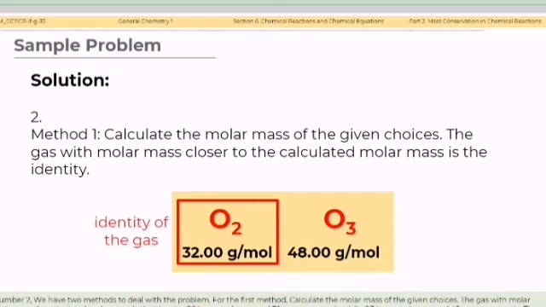For number 2, we have two methods to deal with the problem. For the first method, calculate the molar mass of the given choices. The gas with molar mass closer to the calculated molar mass is the identity. O2 has a molar mass of 32 grams per mole, while O3 has a molar mass of 48 grams per mole. The answer is 32 grams per mole, so the identity of the gas is O2.